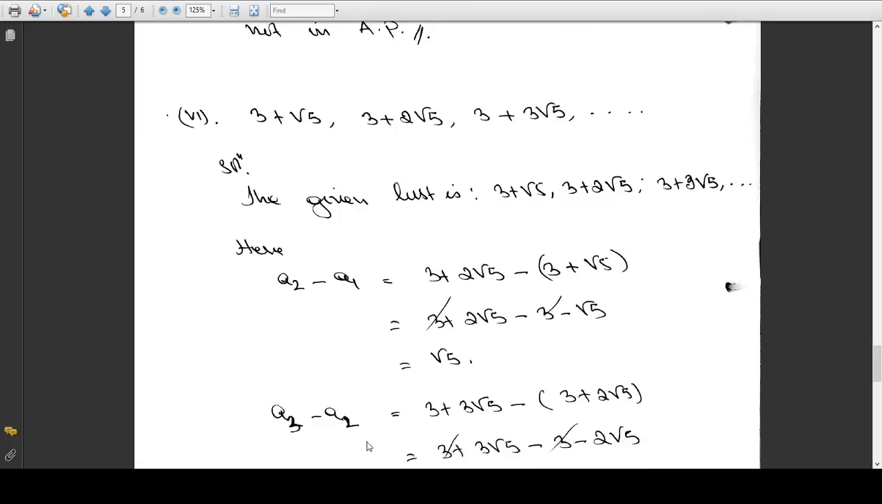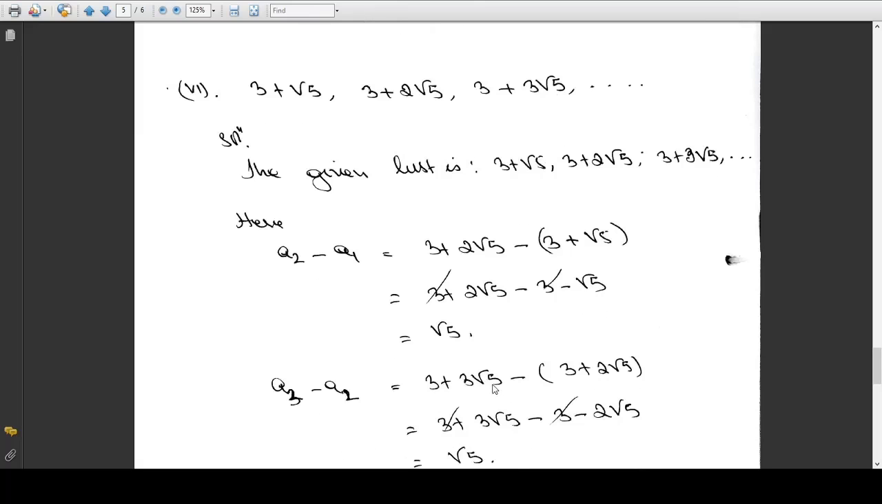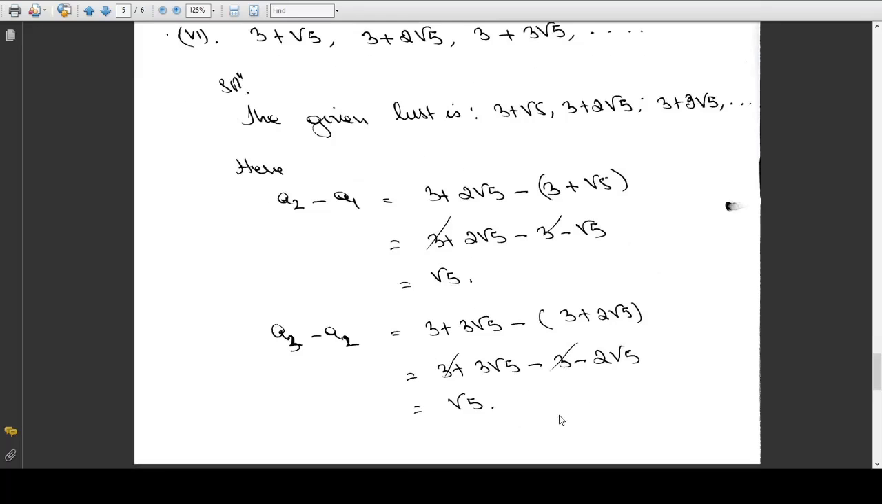Now the third minus second: the third is 3 plus 3 root 5, minus the second, 3 plus 2 root 5. Because you have 2 terms, you have to keep them inside brackets. Then on multiplying, minus with plus is minus, minus with plus again minus. Now the 3s cancel, because one is plus, one is minus. Remaining you have 3 root 5 minus 2 root 5. How many root 5 remaining? Only root 5 is remaining.